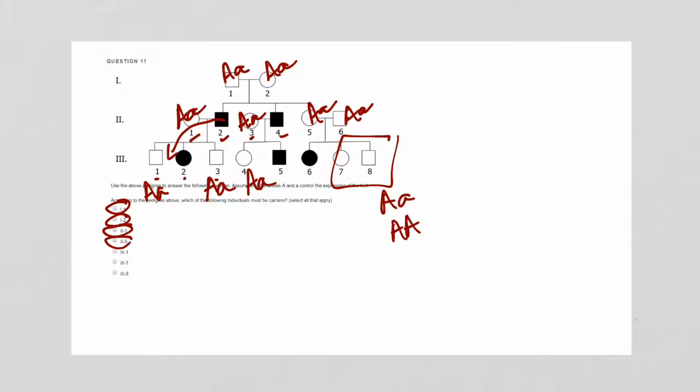carrier. Number 2-5 is definitely a carrier. 3-1 is a carrier. And then these are the only two that we can't really say. They might be carriers, but there's nothing that definitively tells us that.